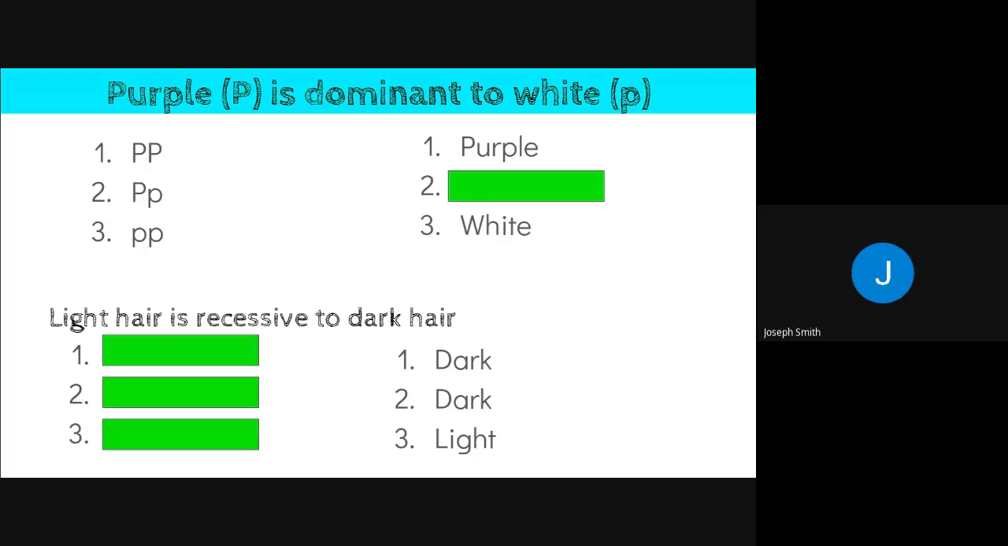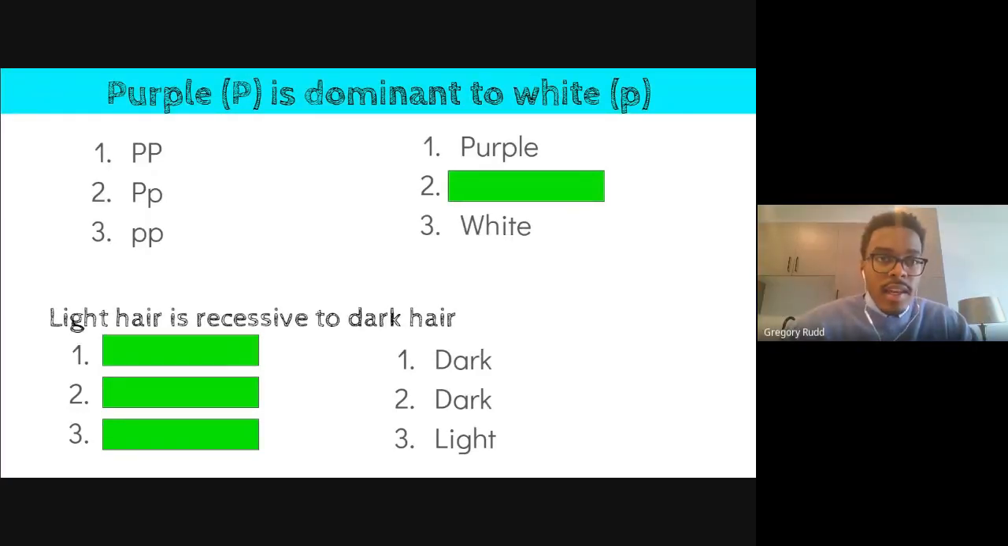Yes, wouldn't it be both because it's the heterozygous one? Okay, this is heterozygous. And I like the way you're thinking, Joseph. There is a case that we will talk more about tomorrow, in which you would end up with a blend of both. So you might end up with pink.